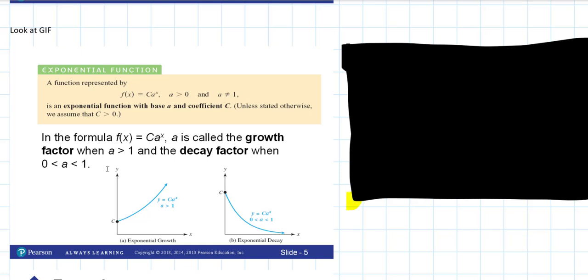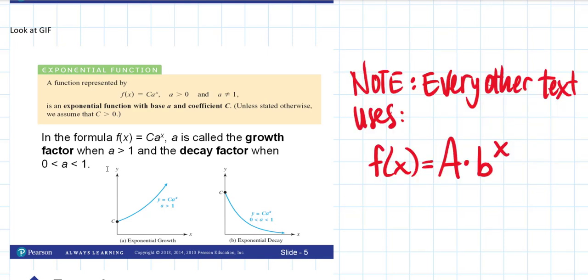I will say to you guys that I don't know why, but this textbook uses C and A for their base and their initial amount, their coefficient. Every other textbook I see uses A and B. I don't know why they use these letters. They still function the same way, of course, but if you move to another class and you see different letters, that's just because this textbook chose strange ones.